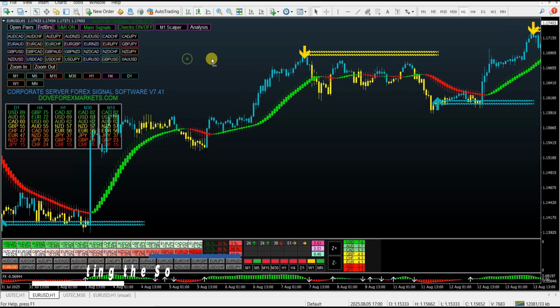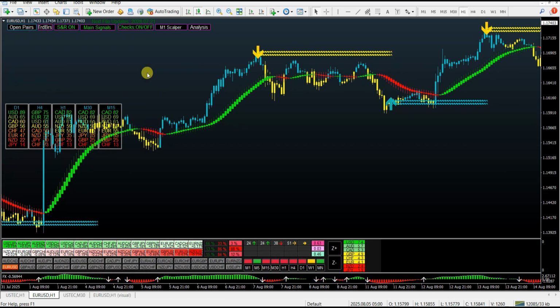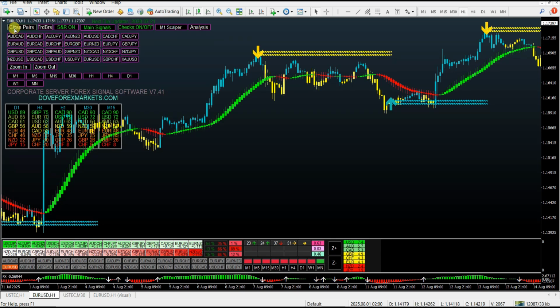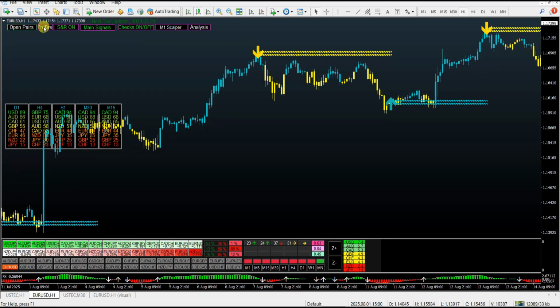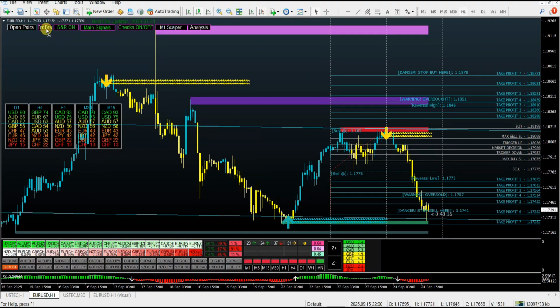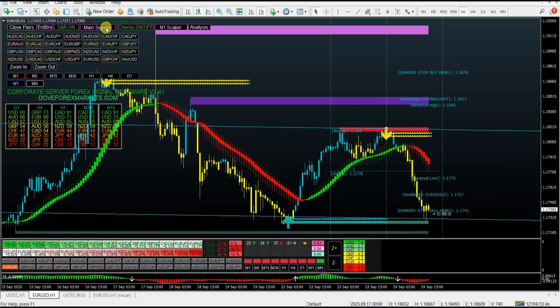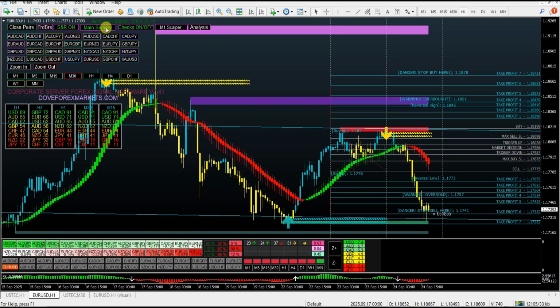How do you navigate the Forex signal software? You have to look at these buttons here. You can actually turn them on and off. You can also look at the Kanachi moving average. It's very good to look at. You can use it, and then you can also put on the support and resistance levels. You can turn off the main signals, turn them on and off.